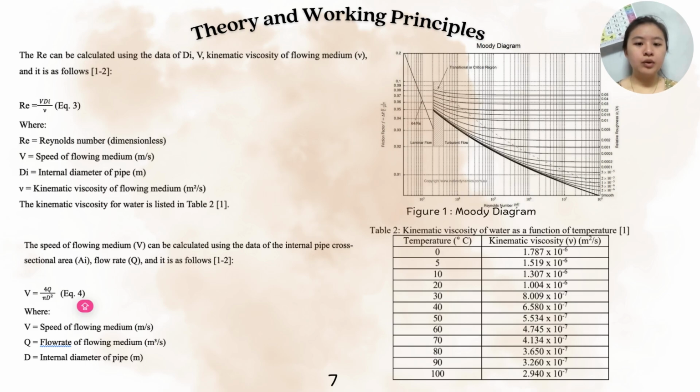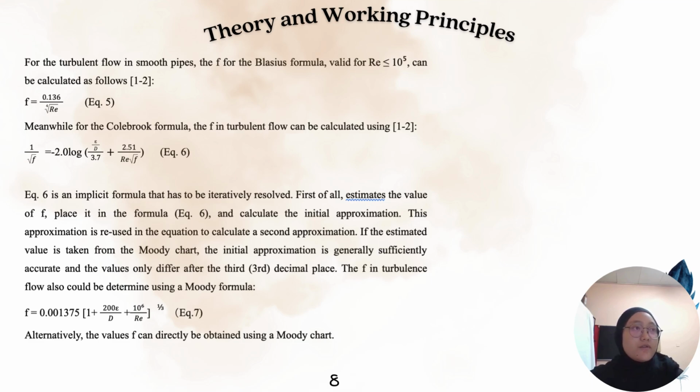Table 2 is the table for us to determine the kinematic viscosity of water as a function of temperature. For turbulent flow in smooth pipes, for F, the Blasius formula, valid for Reynolds number less than 10 power 5, can be calculated using equation 5, while for the Colebrook formula, F can be calculated using equation 6. Equation 6 is an implicit formula that has to be iteratively resolved. First of all, you have to estimate the value of F, place it in the formula, and calculate the initial approximation. This approximation is used in the equation to calculate a second approximation. If the estimated value is taken from the Moody chart, the initial approximation is generally sufficiently accurate, and the values only differ after the third decimal place.